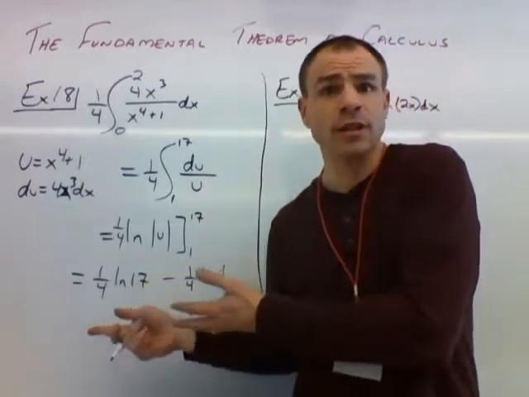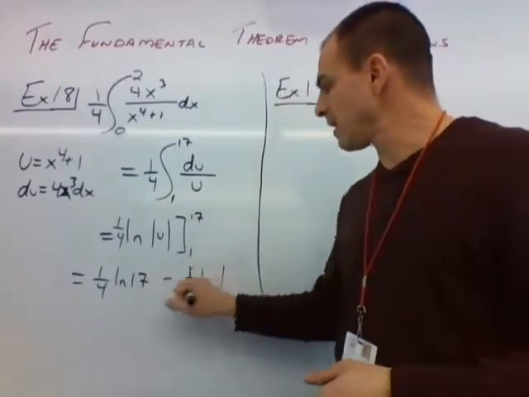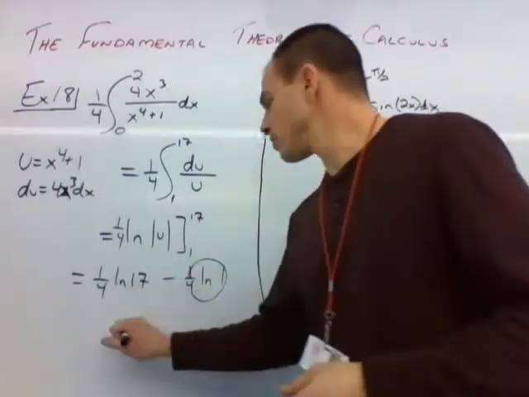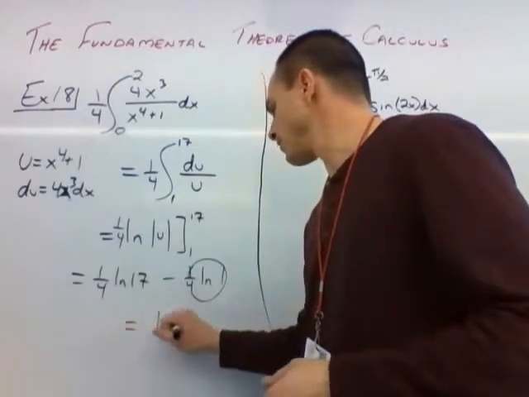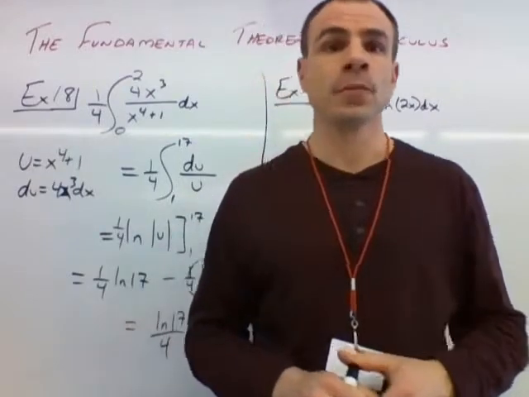And that's a correct answer, that's fine. And just keep in mind that the natural log of 1 is 0, so really this entire term right here is just 0. So we're really looking at the natural log of 17 divided by 4 as a final answer.